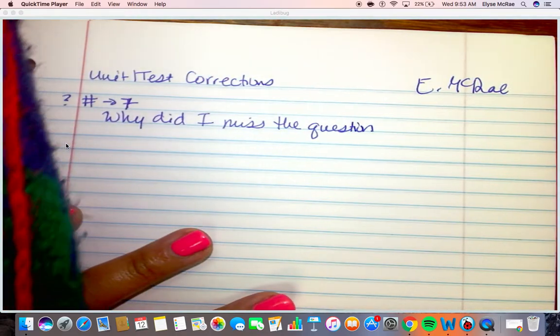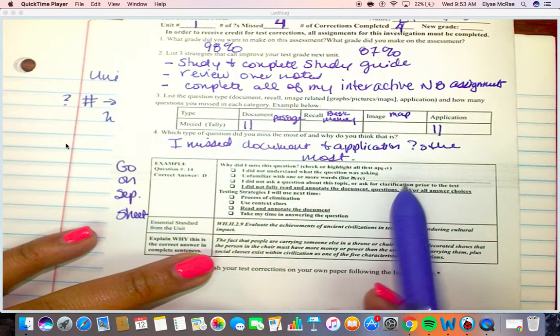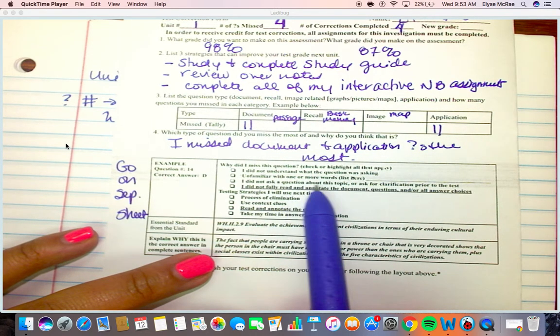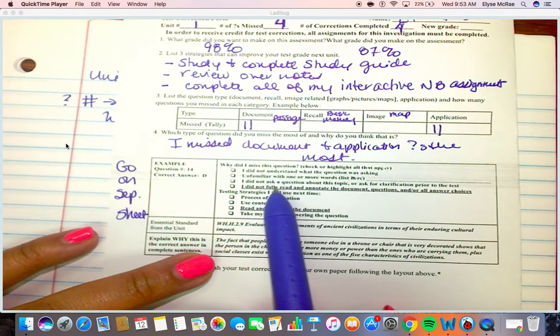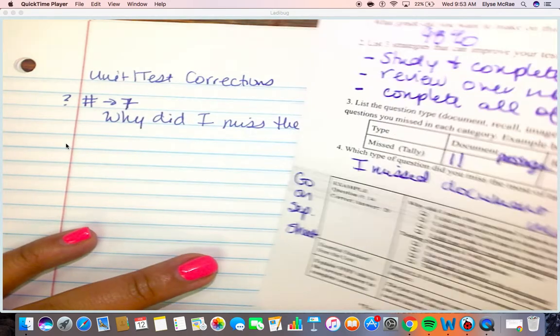And so what you will do is you will pick from the options here on your previous paper. I did not understand what the question was asking. I was unfamiliar with one or two words, list here. I did not ask a question about this topic. I did not fully read or annotate the document or questions. And you can pick one or two.